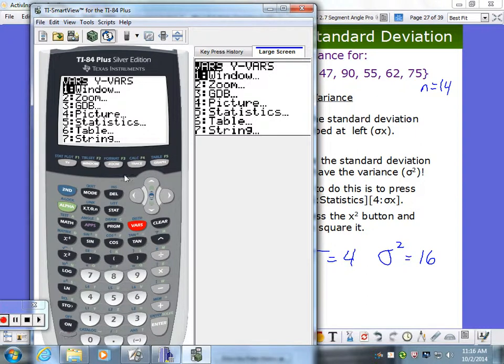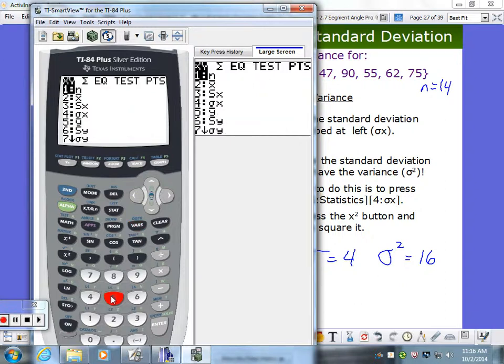Vars is where the calculator stores things it has found for you. So when we ran our one variable statistics, all those things that flew by, it stored. Right here, see number 5 where it says statistics? If you press number 5, these are all the things it calculated when it went scrolling by, and you can get to them again. So if I want to find the standard deviation, here it is, number 4.